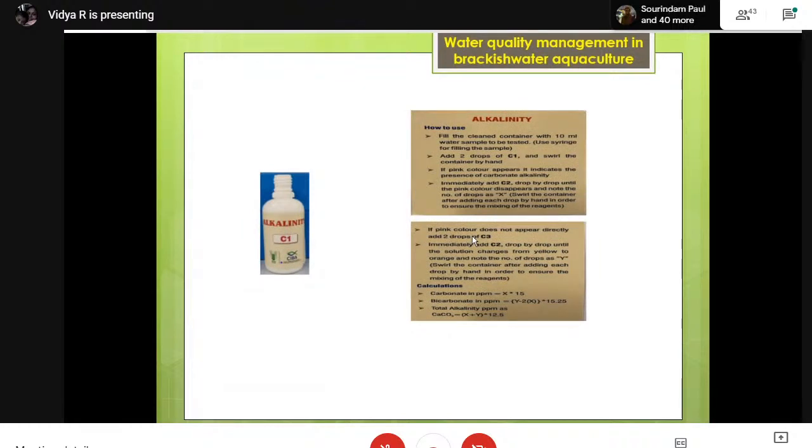This is the one which is used in the SIBA for determining the alkalinity. It is available with the kit. Individually also we can purchase it.